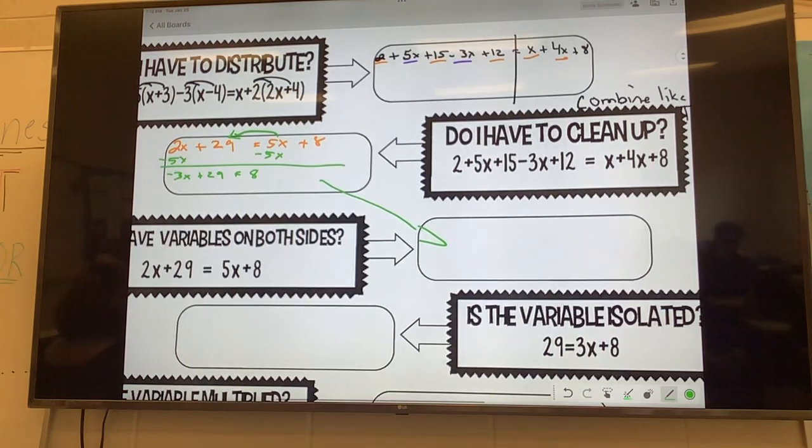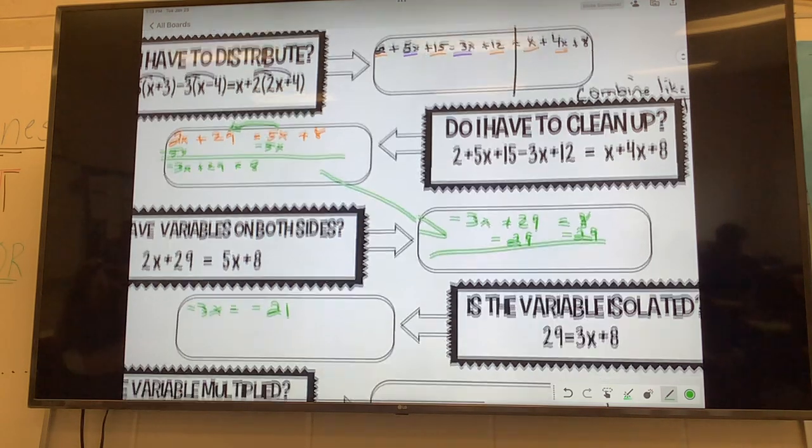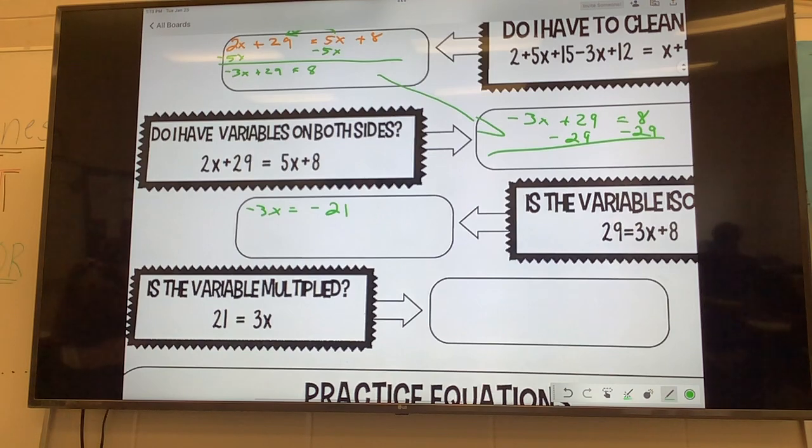Then it says, is the variable isolated? No, it's not. So I'm going to put this down here. Negative 3x plus 29 equals 8. My variable is not isolated, so I'm going to have to subtract 29 from both sides. Giving me a negative 3x equals negative 21. And then it says, is the variable multiplied? It is. So I have to divide by negative 3. And I find that x equals 7.